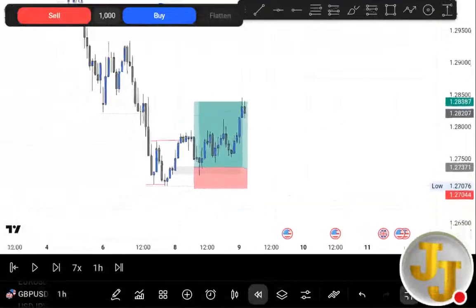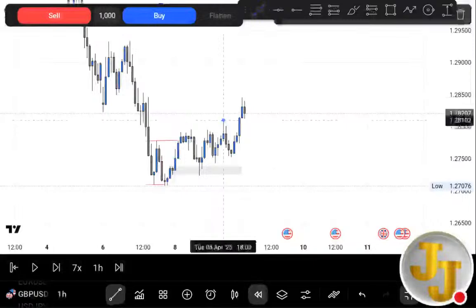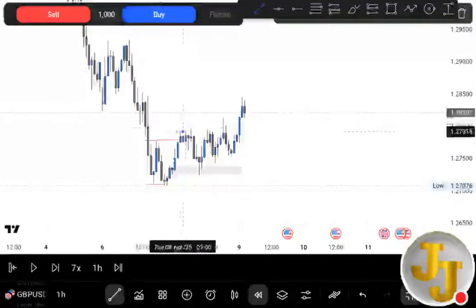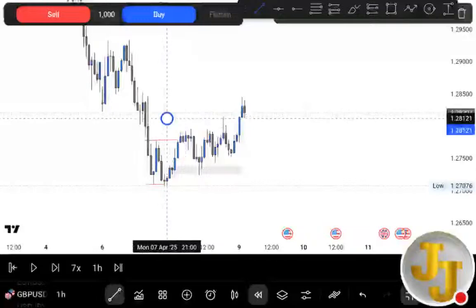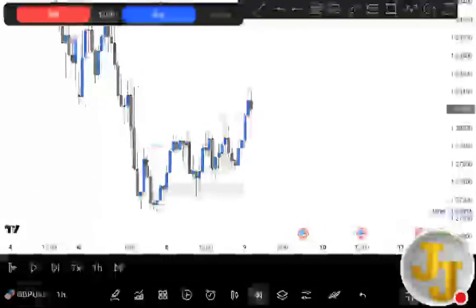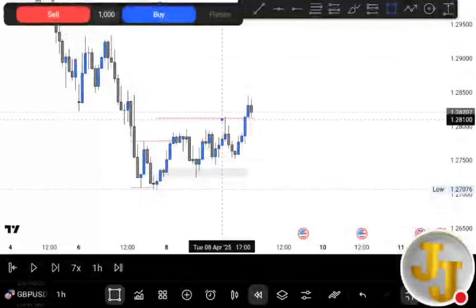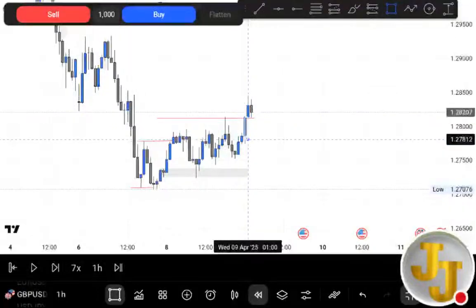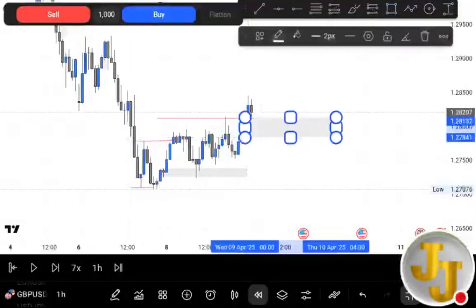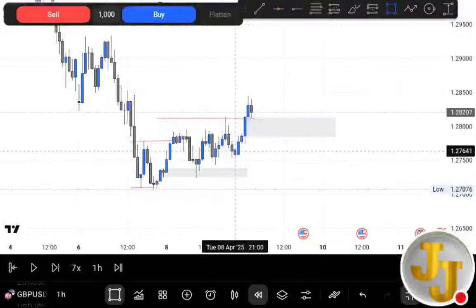Okay, so now also after that we had another break right here. This was another high that was broken, right? So now it has turned bullish. That's why we now have some fair value gaps we can look at. That is a fair value gap, and this is an order block right here.